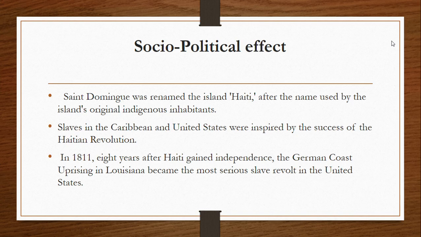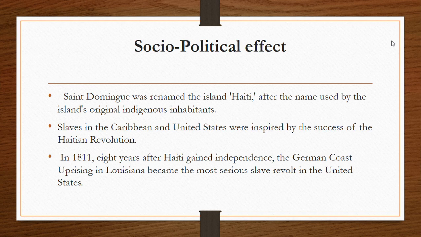Next, slaves in the Caribbean and the US were inspired by the success of the Haitian Revolution. So slaves all over heard of this and knew that enslaved African people had fought for their freedom and won. This will spark ideas in the minds of those slaves, which we will look into as we continue.